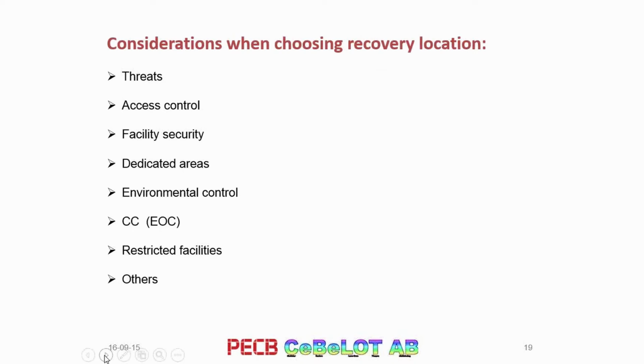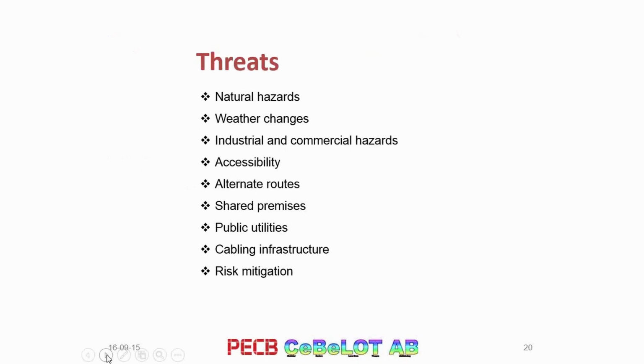And of course, whatever site you choose, you have to look into what are the threats, the access control, the facility security, dedicated areas, environmental control, the command centers, restricted facilities, and other things as well. We can go and look into those one by one very quickly. Threats. Could be natural or weather changes. Industrial or commercial hazards, if there are some industrial sites close to the site, for instance, petrol stations, that kind of things.